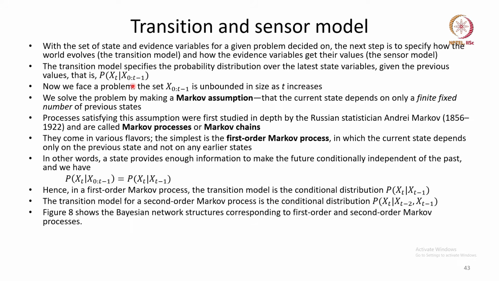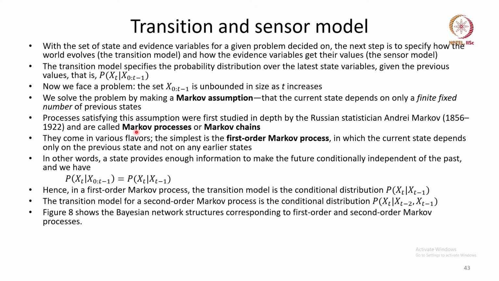Now if we say 0 to t minus 1, it's a very large set. As you go on in time, 0 to t minus 1 is almost unbounded. It becomes very big. So here is what we do: we make the Markov assumption. What is the Markov assumption? It means that the current state depends only on the previous state, or maybe the previous two states or some such thing. So it depends on a finite fixed number of previous states.